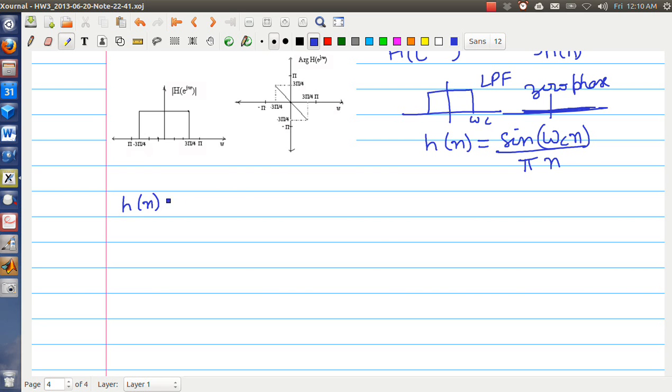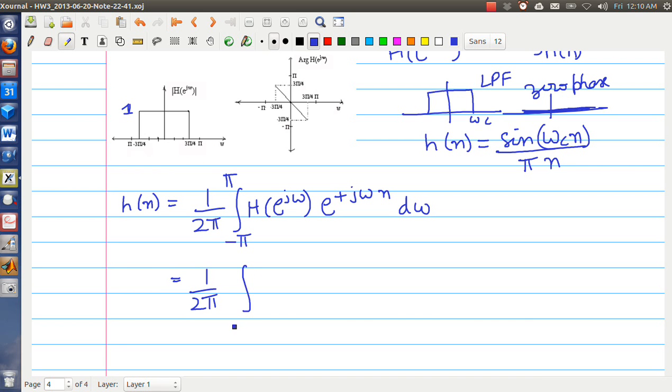h of n is 1 over 2π, integral from −π to π of H(e^{jω}) e^{jωn} dω. Now the magnitude response is 0 outside, and it's equal to 1 between −3π/4 and +3π/4. So the limits of the integral end up being from −3π/4 to +3π/4, whatever the frequency response is, times e^{jωn}.